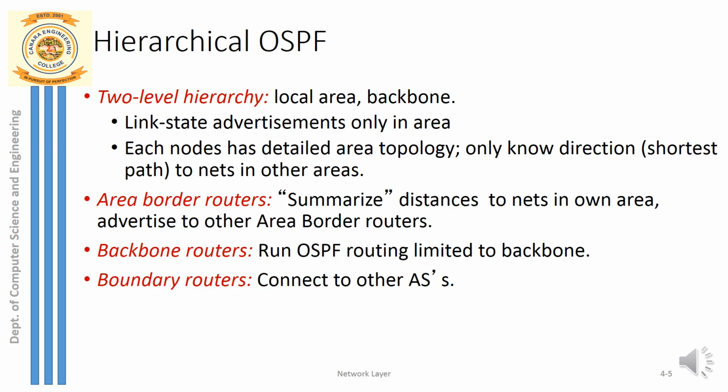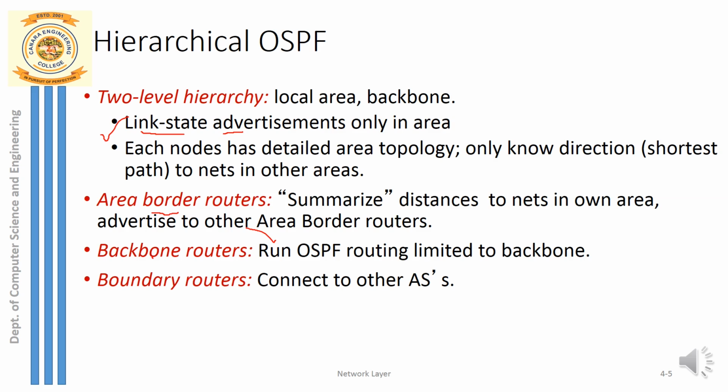As I already said, we have two levels. One is the local area, the other one is the backbone area. So you can see here all link state advertisements, which are followed to calculate the shortest path, and all the OSPF advertisements are circulated. Area border routers are specialized routers whose job is to summarize the distance, or you can say to calculate the shortest path and to circulate this advertisement to other area border routers.